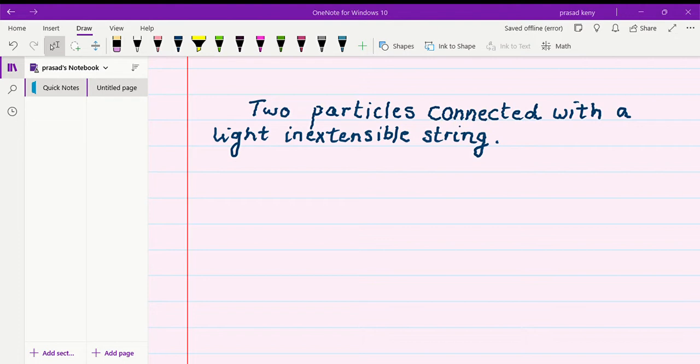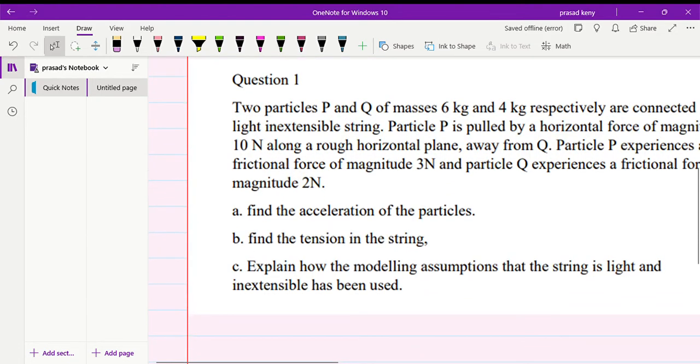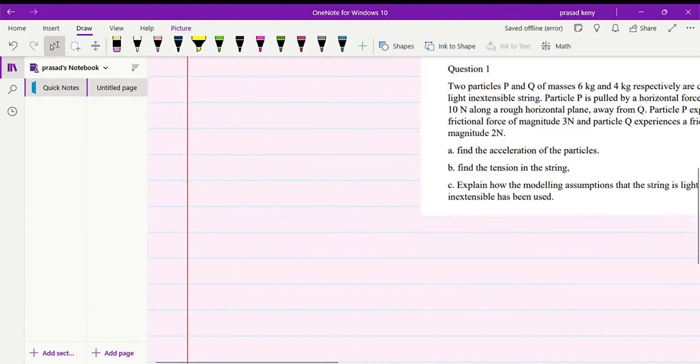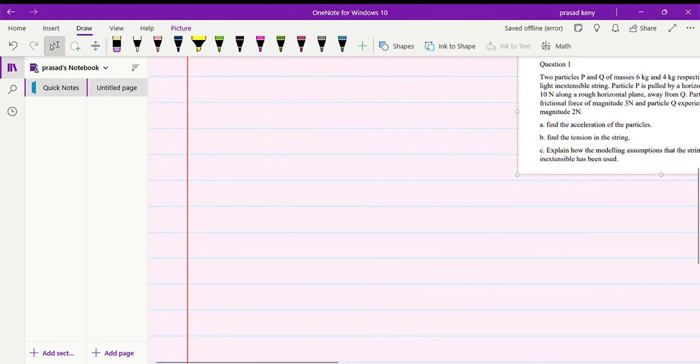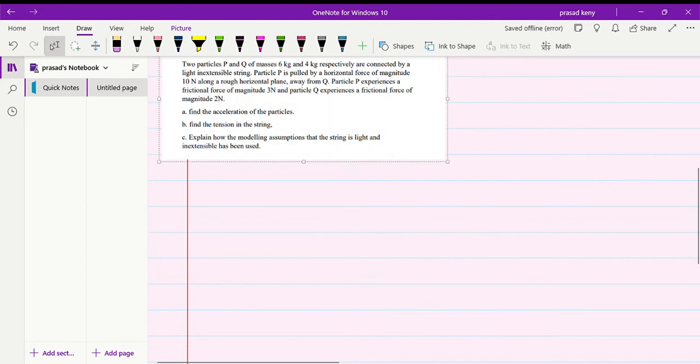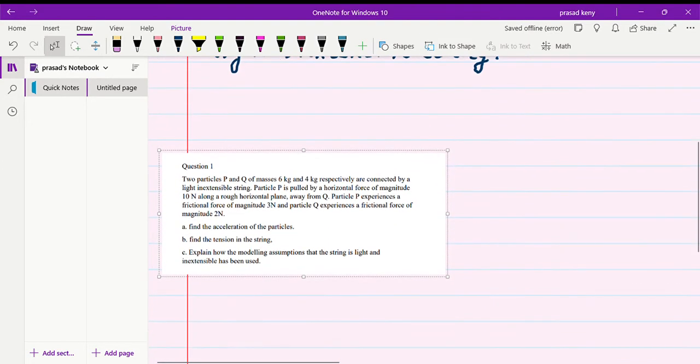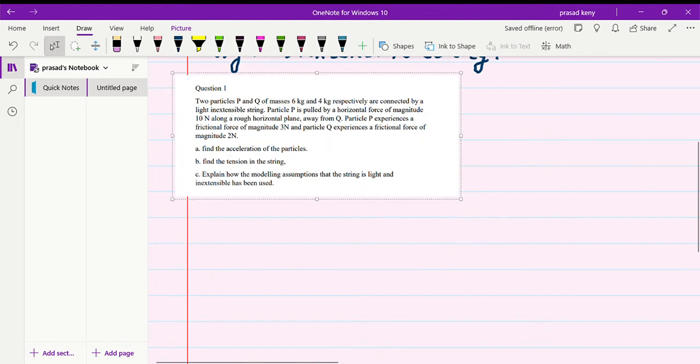So this is a question here, which is an exam type question. So let us mark the important things given in this question first. Two particles P and Q of masses 6 kg and 4 kg respectively are connected by a light inextensible string.